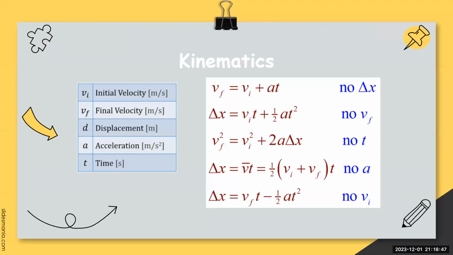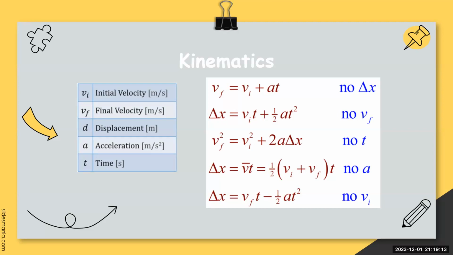And as you guys remember, kinematics is basically just, we have the initial velocity, the final velocity, the displacement, the acceleration, and the time, which are basically the five important variables. And then we also have five important equations that go with the variables. And each equation misses one of the variables, which basically makes it useful.